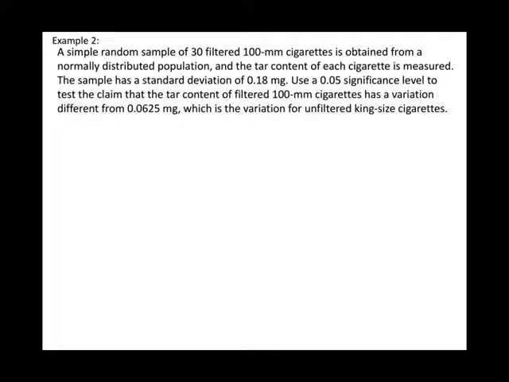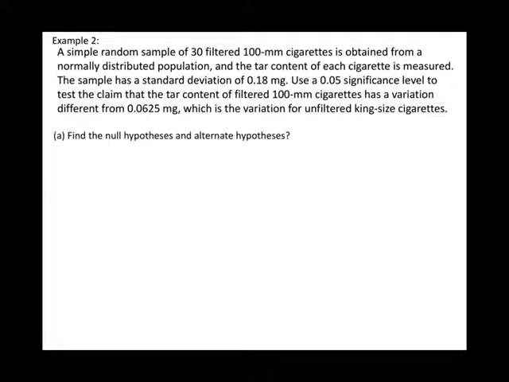Okay, example 2. A simple random sample of 30 filtered 100 mm cigarettes is obtained from a normally distributed population, and the tar content of each cigarette is measured. The sample has a standard deviation of 0.18 mg. Use a 0.05 significance level to test the claim that the tar content of 100 mm cigarettes has a variation different from 0.0625 mg, which is the variation of unfiltered king-size cigarettes.